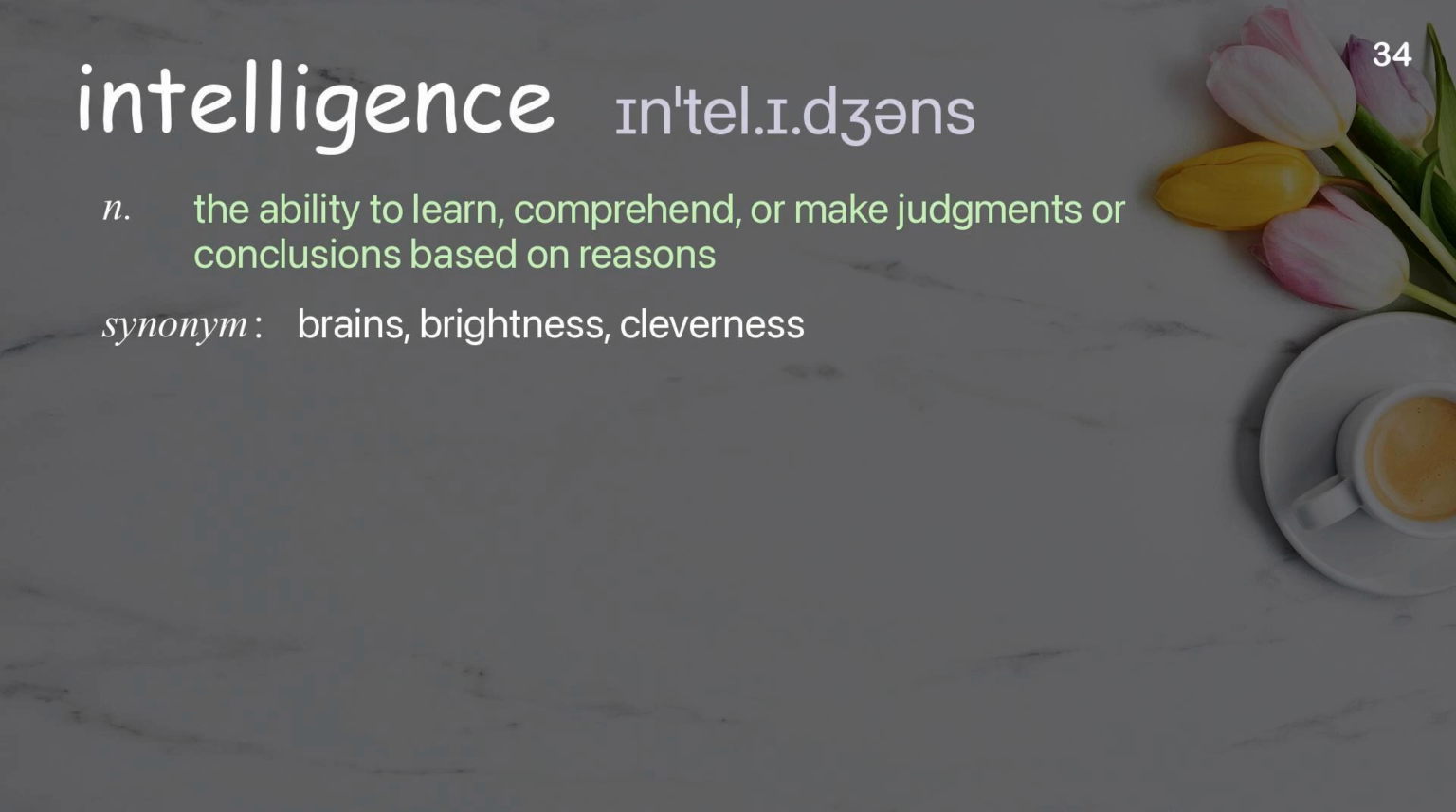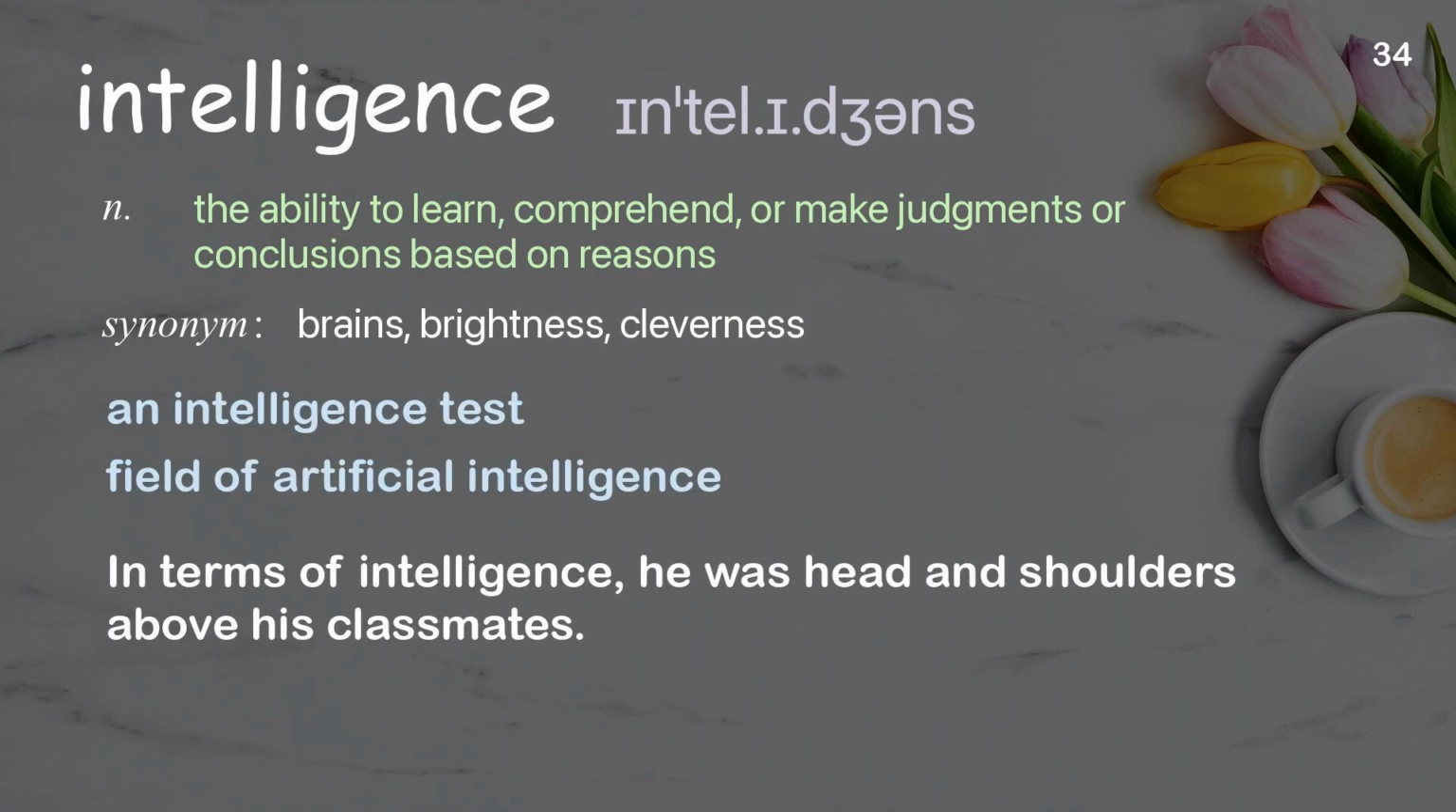Intelligence: the ability to learn, comprehend, or make judgments or conclusions based on reasons. Examples: An intelligence test, field of artificial intelligence. In terms of intelligence, he was head and shoulders above his classmates.